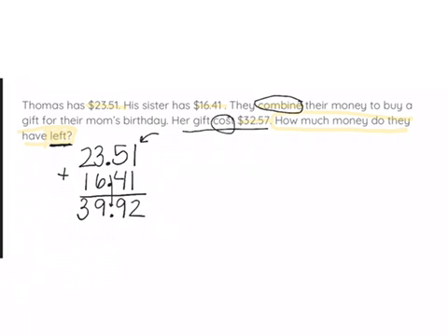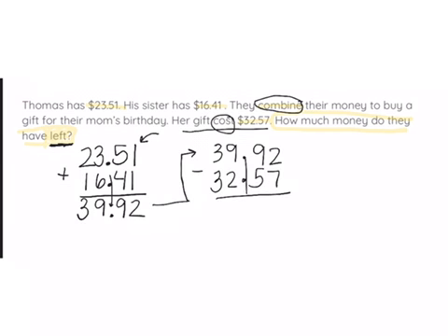The words cost and left hint to me that we're going to be subtracting. So what I'm going to do is I'm going to take their total amount of money, $39.92, and I'm going to subtract out the cost of their mother's birthday gift. When we subtract decimals, we still need to line up our decimals, and that decimal will go down to the difference as your answer.